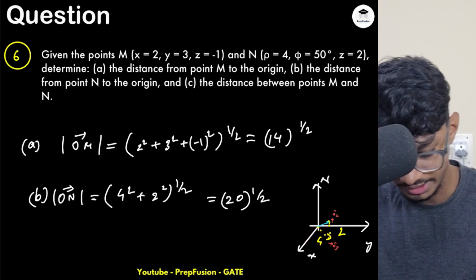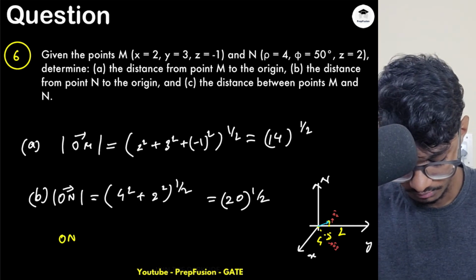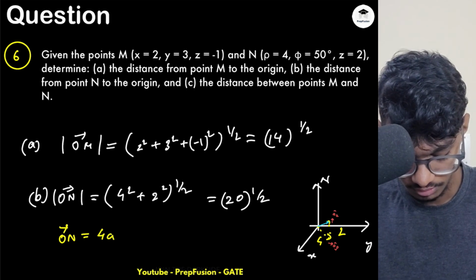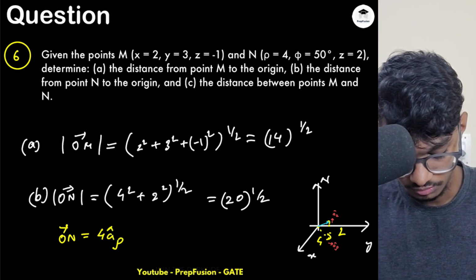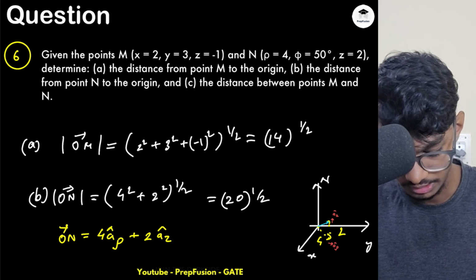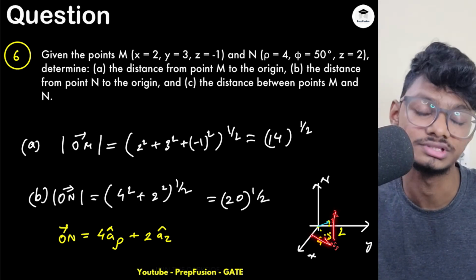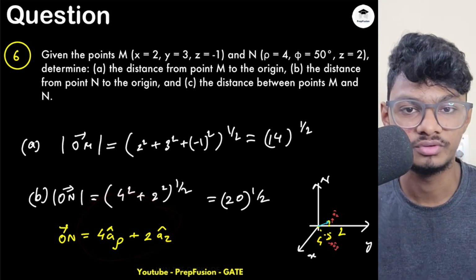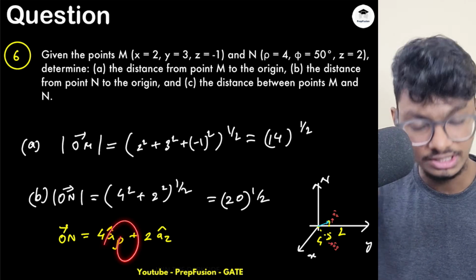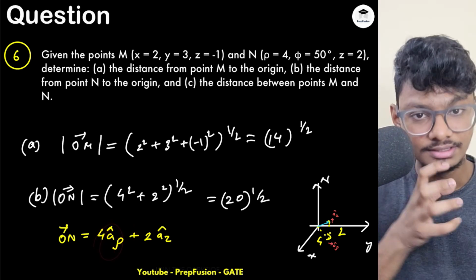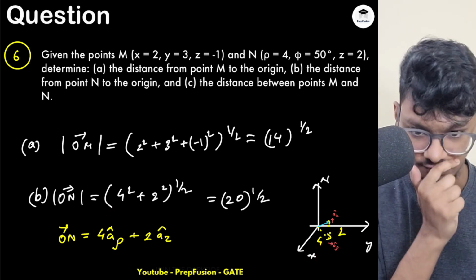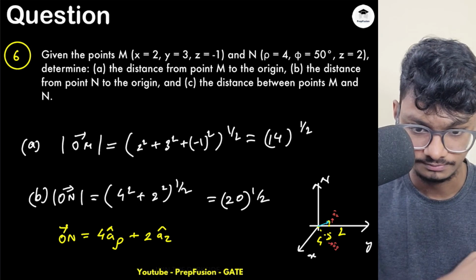So ON vector, how can I write ON vector? 4 arrow plus 2 a_z, like 4 of this and 2 of this. So did I need any phi information here? No. So I proved to you that the position vector doesn't have any phi. The information about phi is already hidden inside arrow because arrow takes care of that. I hope you got the point.